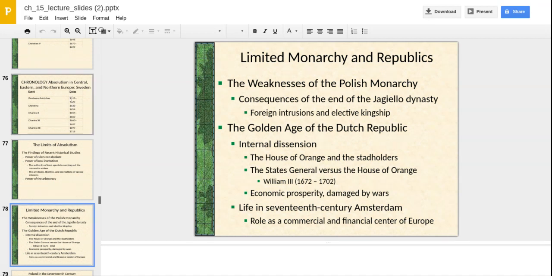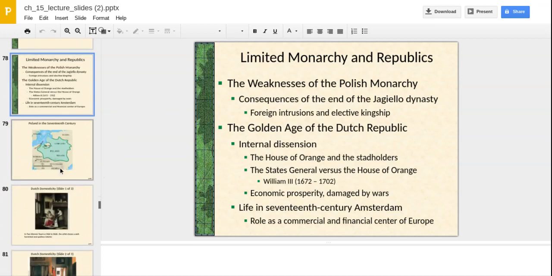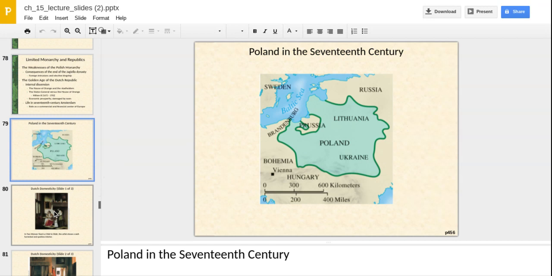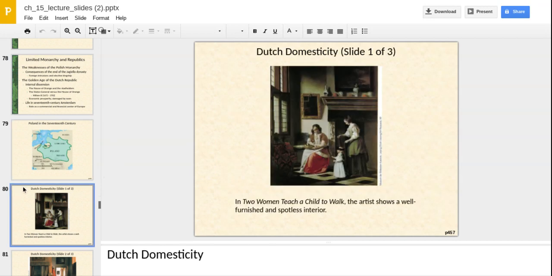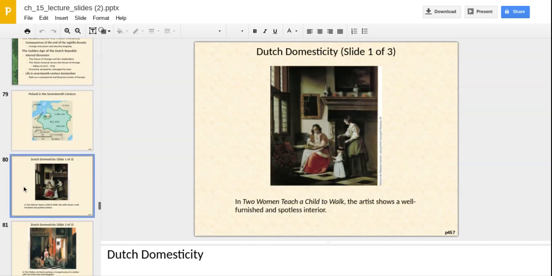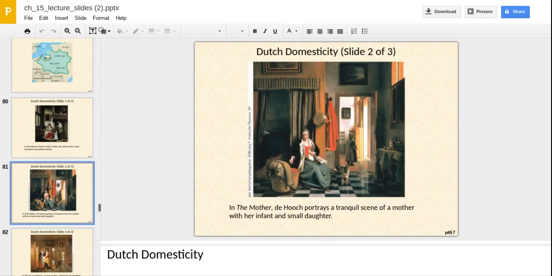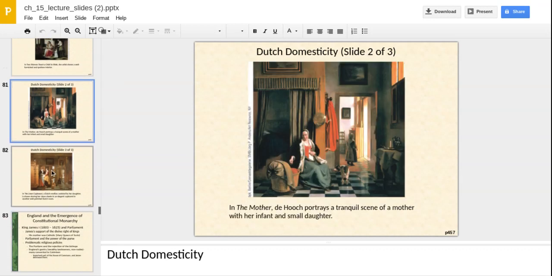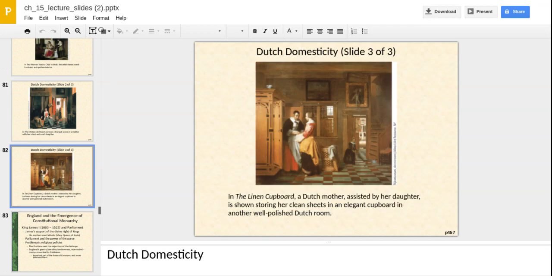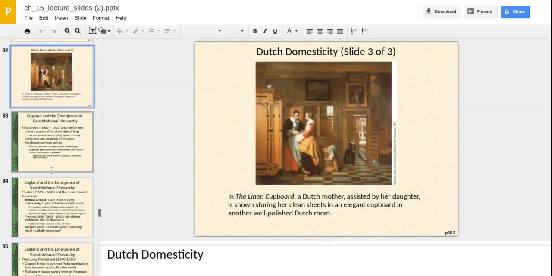And the Dutch are going to become, Amsterdam, their capital, will become the commercial and financial center of Europe. It's going to take Antwerp's place in Spain as the financial center. You get Rembrandt and people like that in this time period. It becomes a Dutch golden age of art. You get some of these very good Dutch paintings, modern life, everyday life.